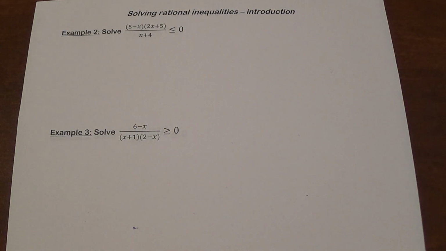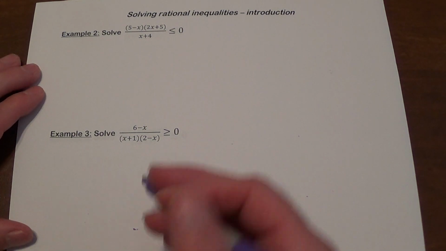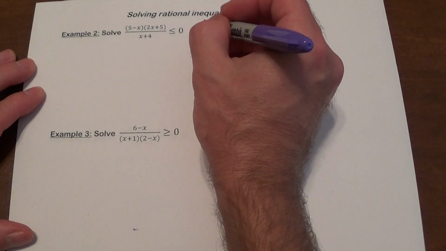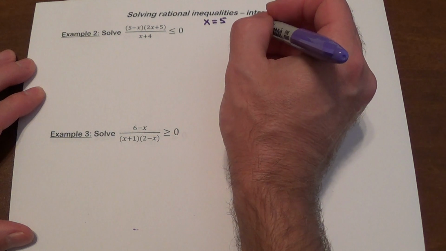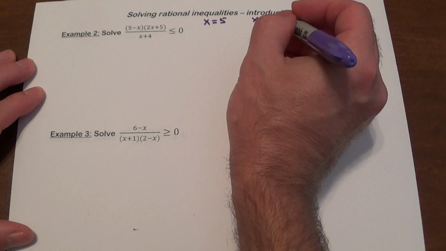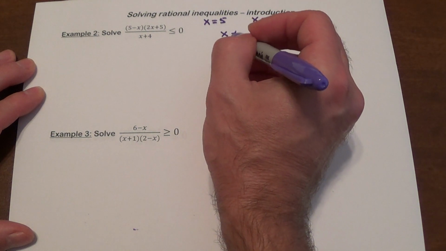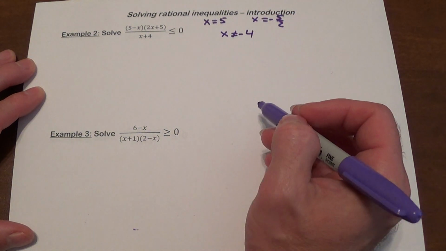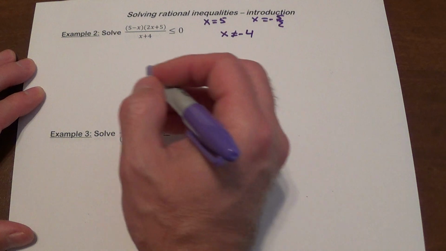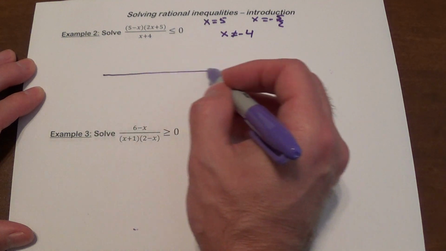So we have this expression here. Let's take a look at the numerator. In the numerator we know x is going to be 5, and also x equals -5/2. The denominator tells us that we cannot use -4. This is our excluded value. So we have three numbers. We're going to plot them on the number line.